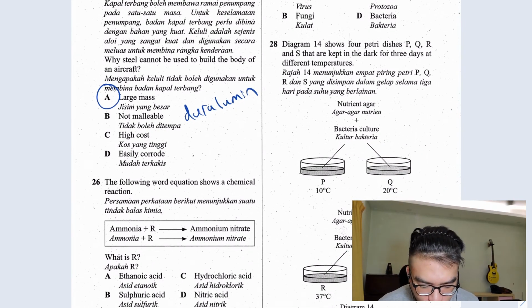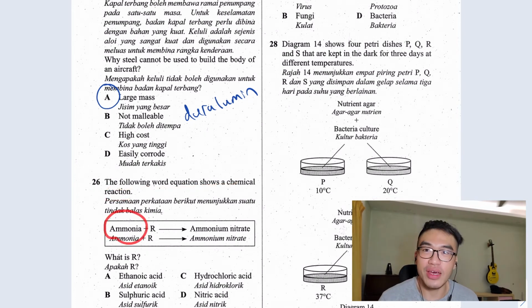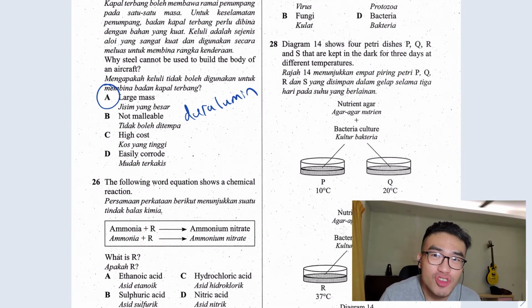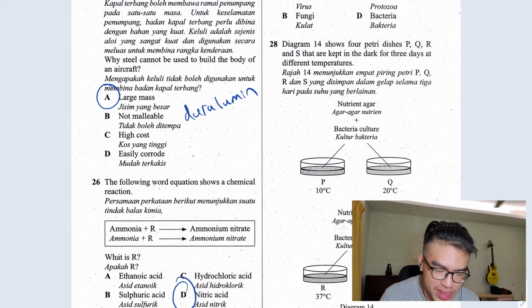26. The following word equation shows a chemical reaction. Ammonia, and you get ammonium nitrate. What is ammonia? Ammonia, the thing that you can find in your urine that makes your pee stink. So what is R here? Of course, we need to add an acid with a nitrate behind. That would be our nitric acid.